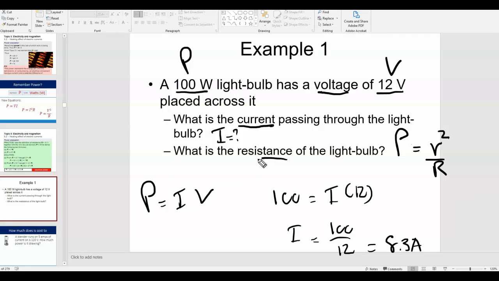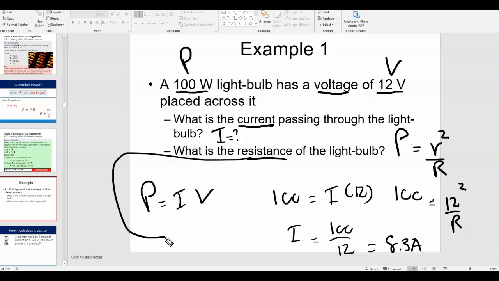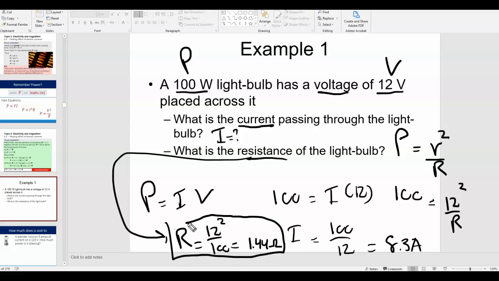So if I want to find the resistance of the light bulb, I know P is 100. I know V is 12. And so to find the resistance, I would do 12 squared divided by 100. That's 144 divided by 100, which is 1.44 ohms. So just a really simple calculation example with power in the context of circuits. Pause it there if you need to look at that some more.